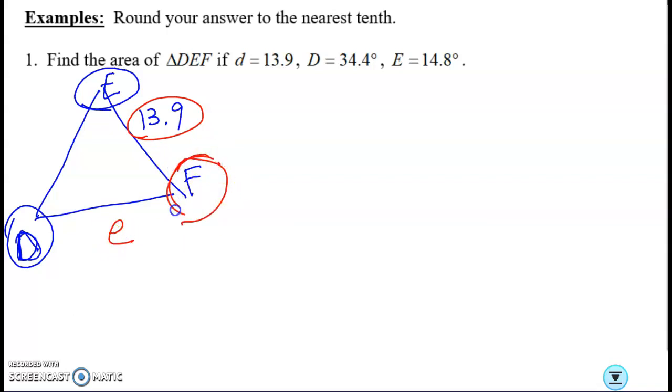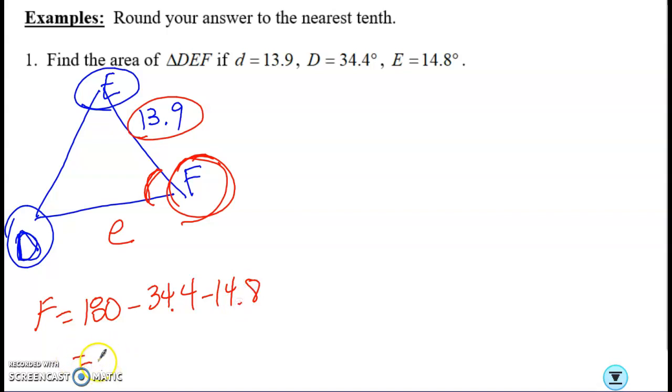Well, we can find side angle side. The first thing we can do is we can find this angle F by subtracting those other 2 angles from 180. So we would take 34.4 and 14.8 and subtract that all from 180. And I already did this somewhere. That's 130.8 degrees. So now we know this is 130.8.